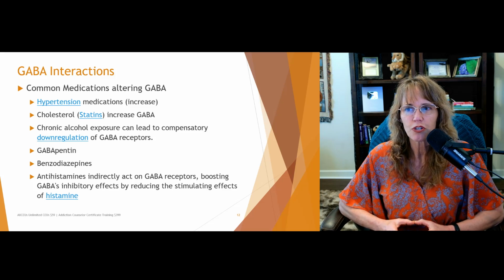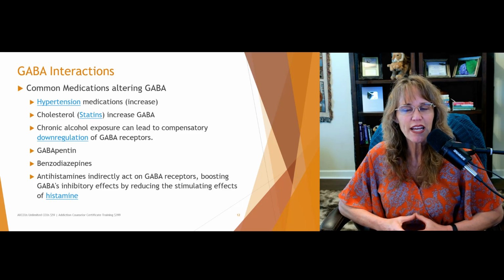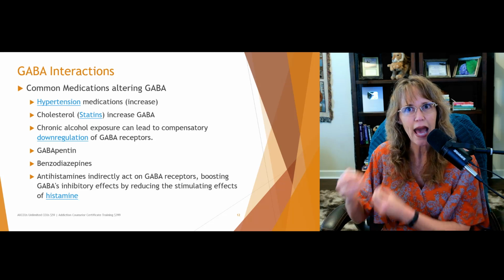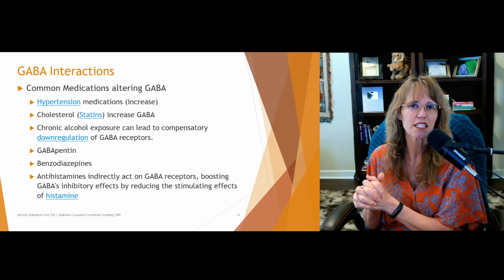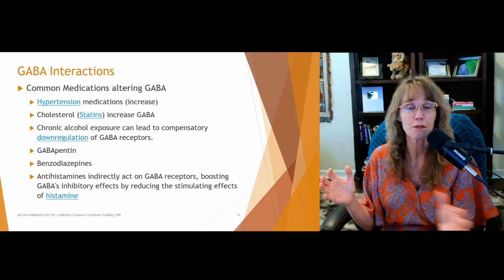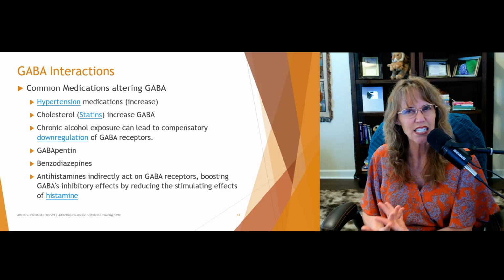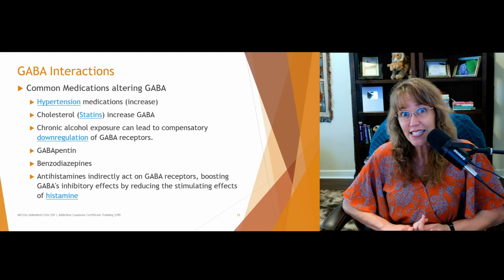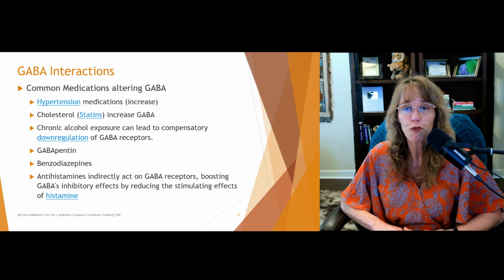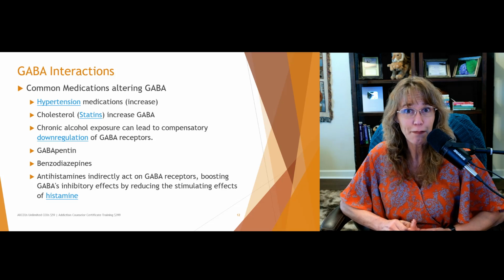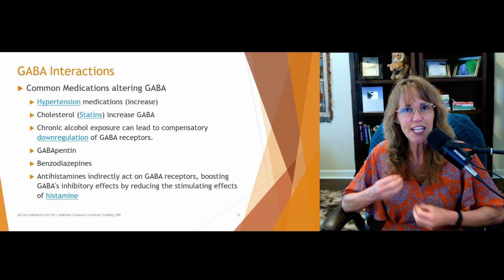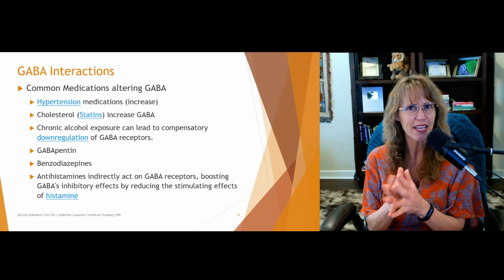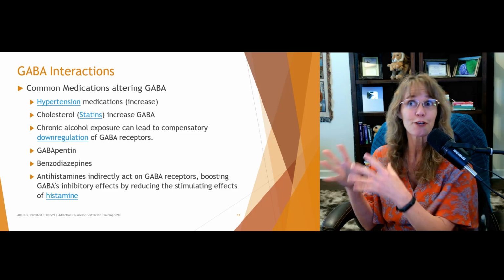Chronic alcohol exposure leads to compensatory downregulation of the GABA receptors. You develop that GABA resistance because people drink alcohol, it floods the system. Eventually, the system doesn't even respond unless it's being flooded. So it downregulates, it becomes less sensitive. Gabapentin, which is a common medication used for fibromyalgia and people who have chronic pain, especially neuropathic pain, increases, by its very nature, the activity of the GABAergic system because it mimics GABA and attaches to some of those receptors.